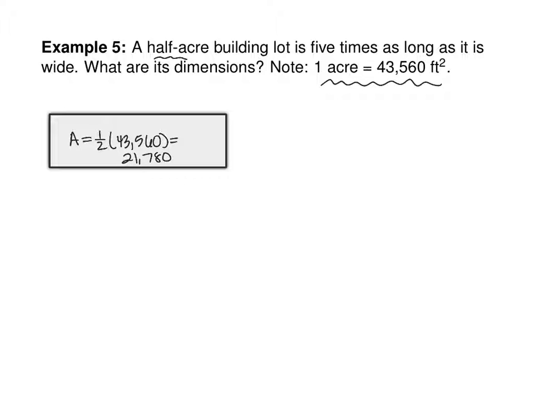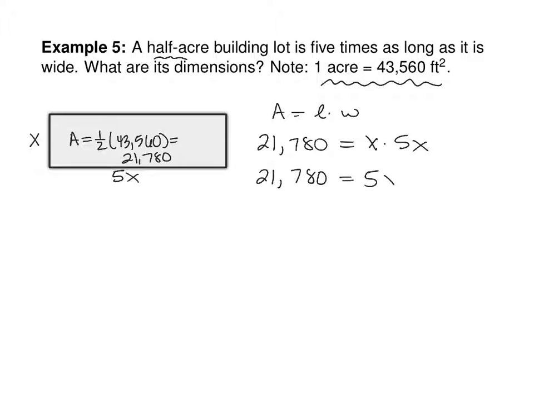Okay. Now we're also told that one side is 5 times longer than the other. So if I call the short side X, the other side is 5X. And from there, it's pretty easy. You know that area is length times width. So the total area is 21,780, and it's equal to X times 5X. So 21,780 equals 5X squared. Divide both sides by 5, and you get 4,356 equals X squared. Now square root both sides, and technically this works out nicely.